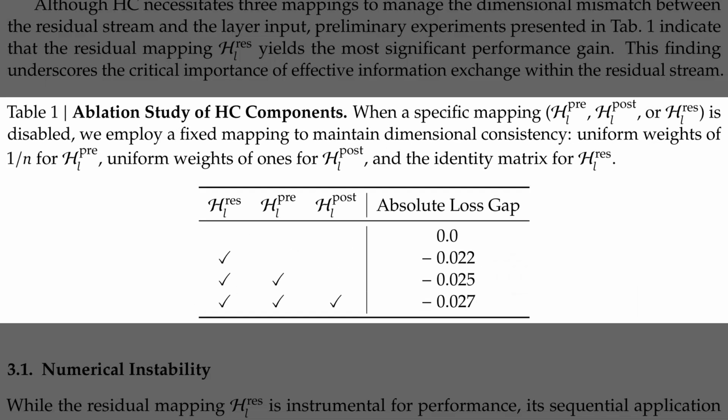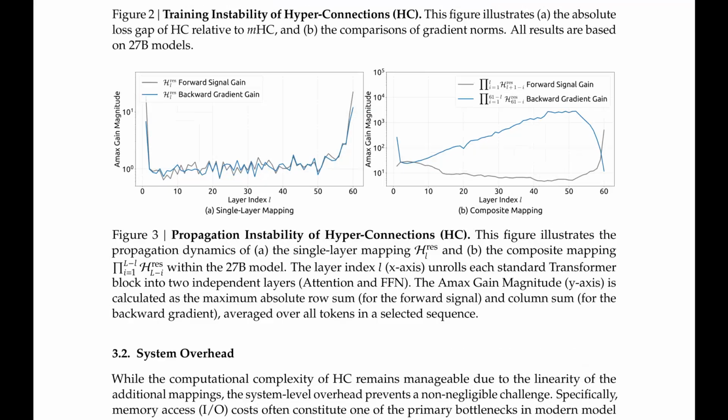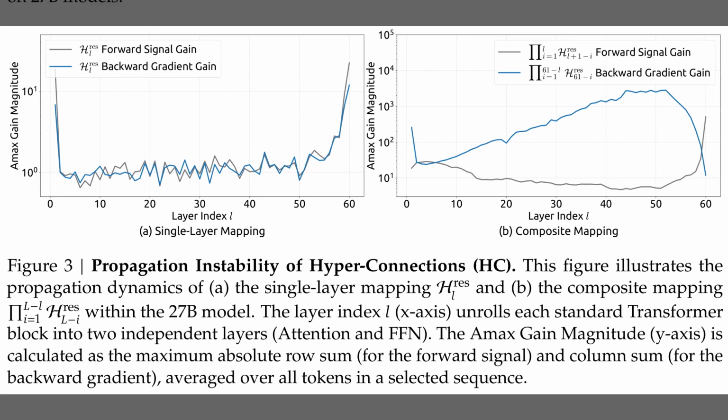Well, Figure 1 showed the structural differences between these models. Table 1 now provides an ablation study, a scientific method where researchers remove parts of a system to see how each part affects the outcome. The results show that the residual mapping HRES, which handles internal data flow, provides the most substantial performance boost. When all three mappings are combined in the bottom row, the absolute loss gap decreases further, reaching the best performance levels for this architecture. So, Table 1 summarized how different components affect performance.